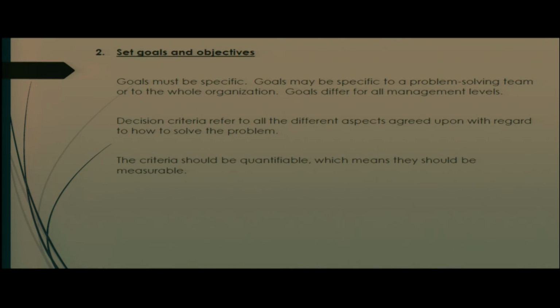The second step is to set goals and objectives. Goals must be specific. Goals may be specific to a problem-solving team or to the whole organization. Goals differ from all management levels. Decision criteria refer to all different aspects agreed upon with regard to how to solve the problem. The criteria should be quantifiable, which means they should be measurable.